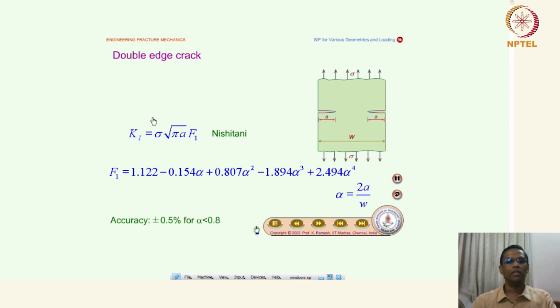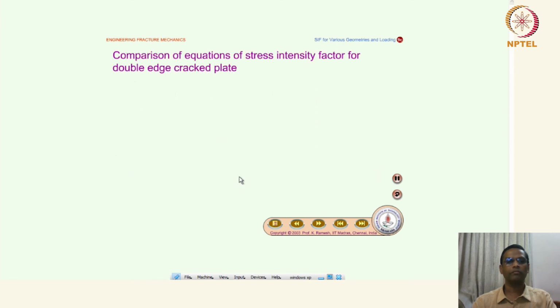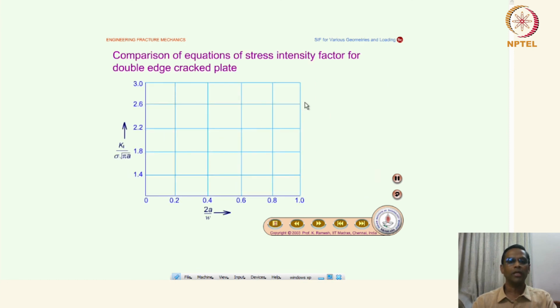This is given by another person. Nisitani has given other empirical relations, which have an accuracy of plus or minus 0.5% for alpha less than 0.8. So we can compare the stress intensity factor again as a function of a by W given by Bentham and Koiter and Nisitani. They agree very well with each other.